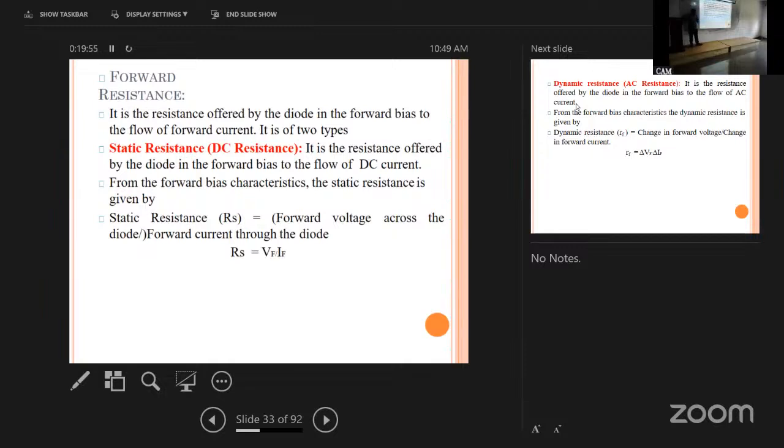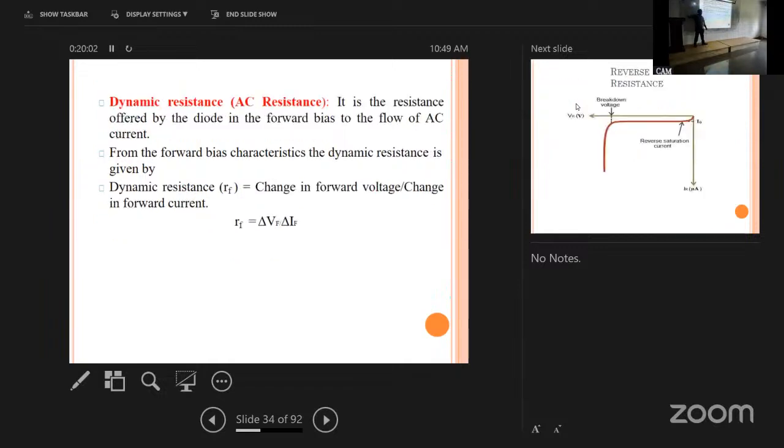Okay. Now next, this can be obtained in a static resistance. Next, forward bias dynamic resistance, that is AC resistance. Okay, next.